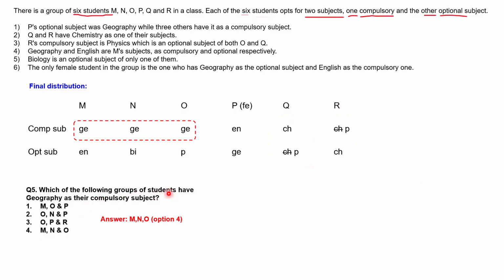Which of the following group of students have geography as a compulsory subject? If we observe the layout or the distribution, it will be M, N and O, which is mentioned in option number 4. So here comes the end of the questions.